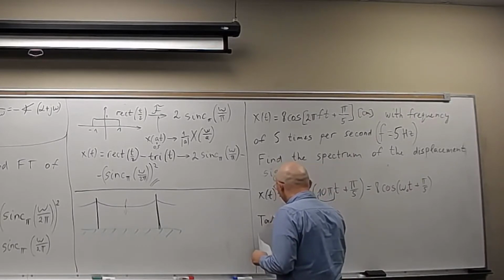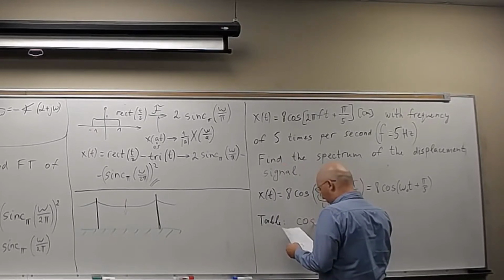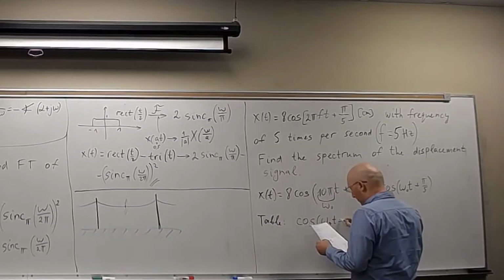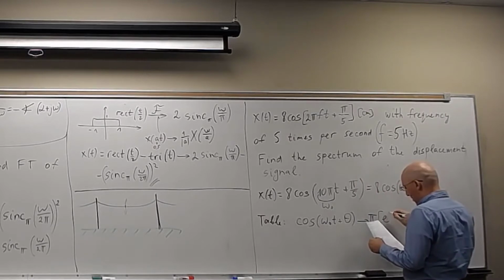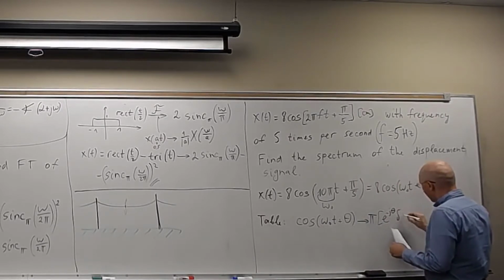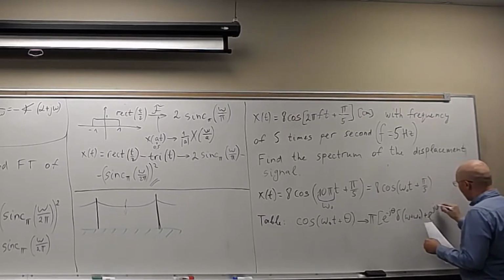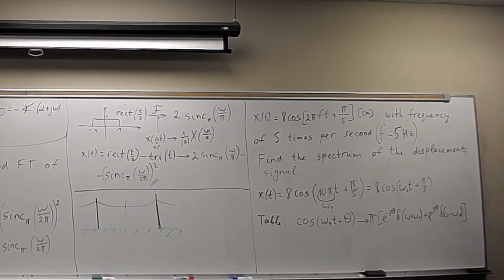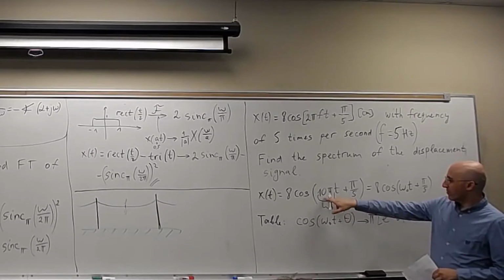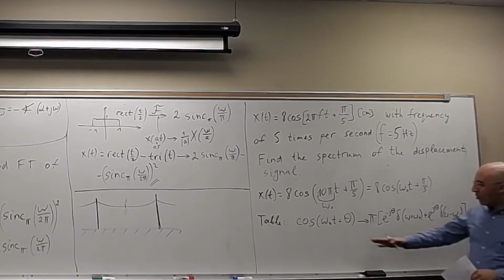So in the table, you will have cosine omega 0 t plus theta goes to pi times e to the minus j theta delta omega plus omega 0, plus e to the j theta delta omega minus omega 0, and that's it. This is what you have as a table. You can use it as this, just applying omega 0 here is 10 pi, and theta is pi over 5. And then you multiply both sides by 8, right?